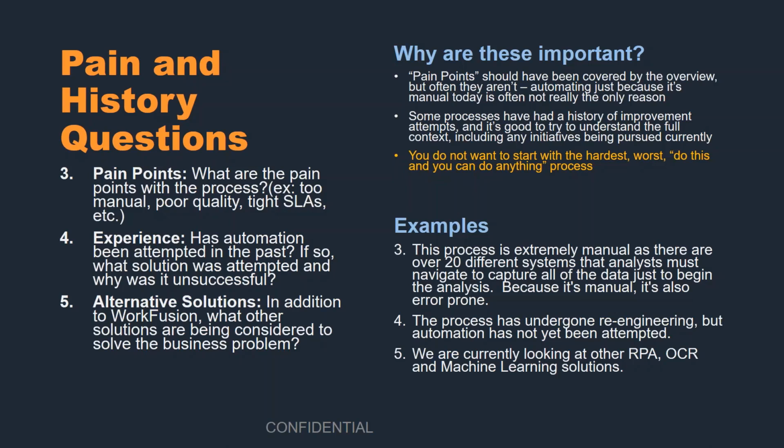In yellow here in the middle, I have a key point. What you want to be on the lookout for is getting the hardest, worst, most difficult process that might exist within the customer. So it sounds like that would never happen, like why get the worst thing, but it actually happens all the time. And the mindset is often, if you can automate this process, then you can automate anything.